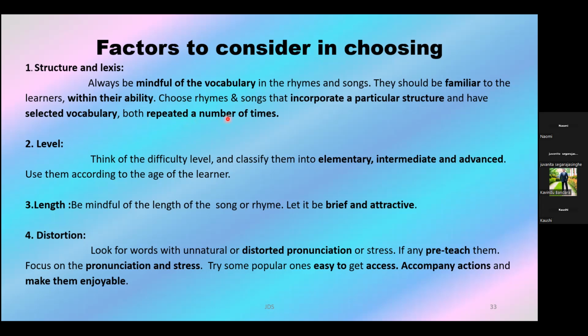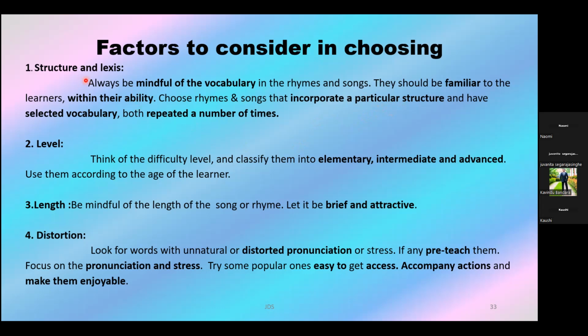Both repeated a number of times, both in the sense the words, right? So the structure, there can be chorus. In most of the songs, you find a chorus being repeated. The more the chorus is getting repeated, chorus or refrain becomes a part of the structure that will be beneficial for the learner, right? And certain words, more the words are getting repeated, there is a chance of the child internalizing those words, the meaning and the words.